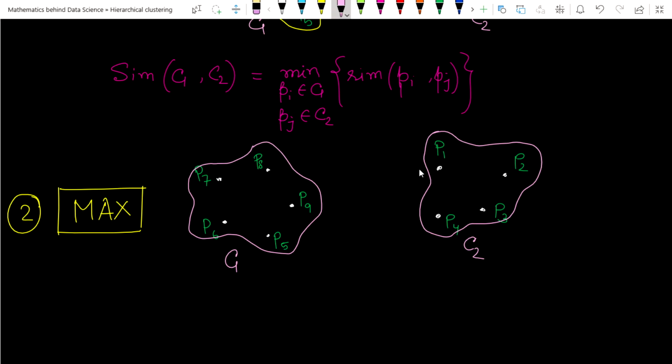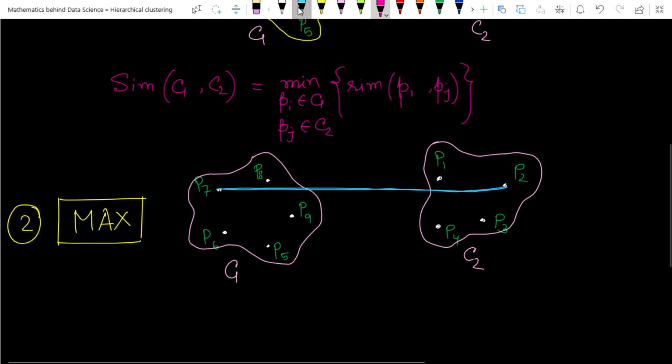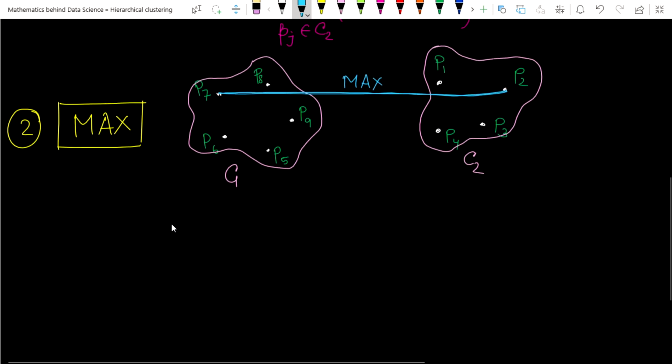What will be the maximum one? We have to choose this maximum value between the two clusters. So here, what will be the approximate value? The maximum here will be this value. This will be the maximum value between two clusters. So these things are the minimum, and these things are simply the maximum.